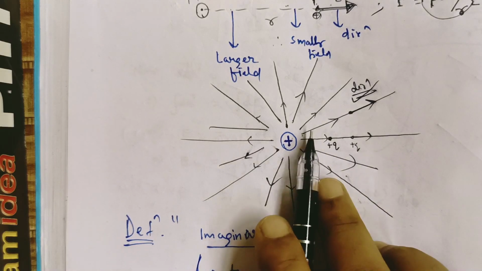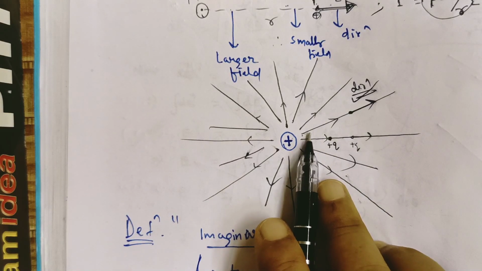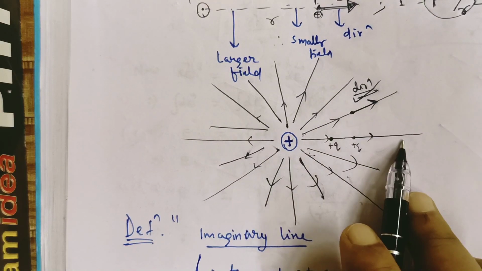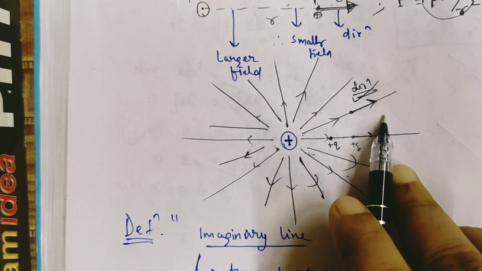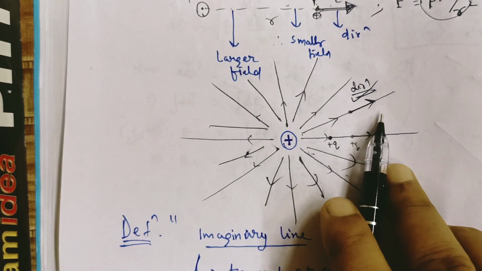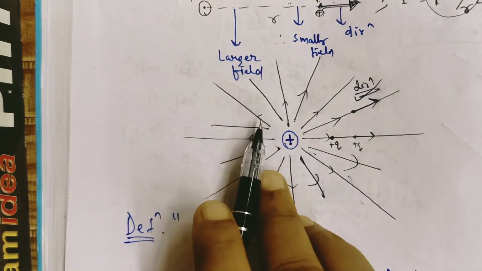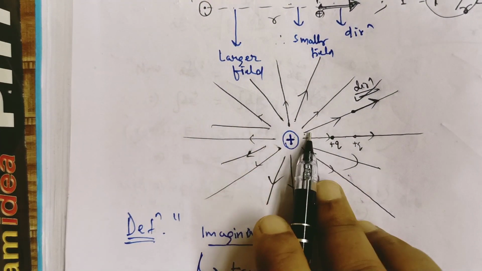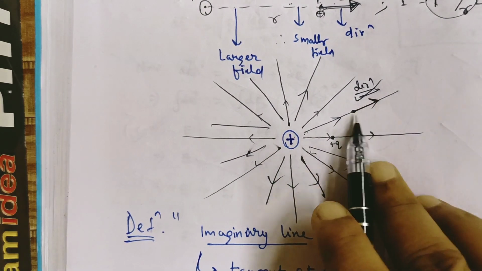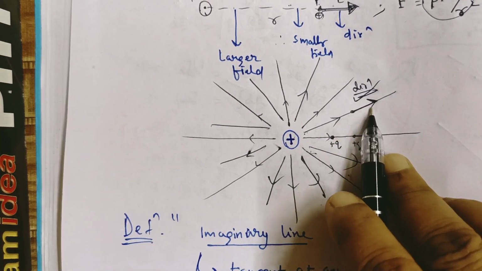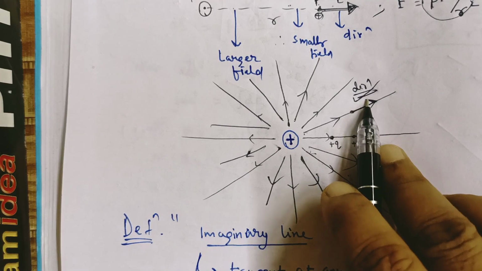That means the more lines of force, the greater the strength of the field. A smaller number of lines of force in a region represents a weaker field. So we can get an idea from these lines of force. So lines of force is an imaginary line. The tangent at every point on it gives the direction of intensity.